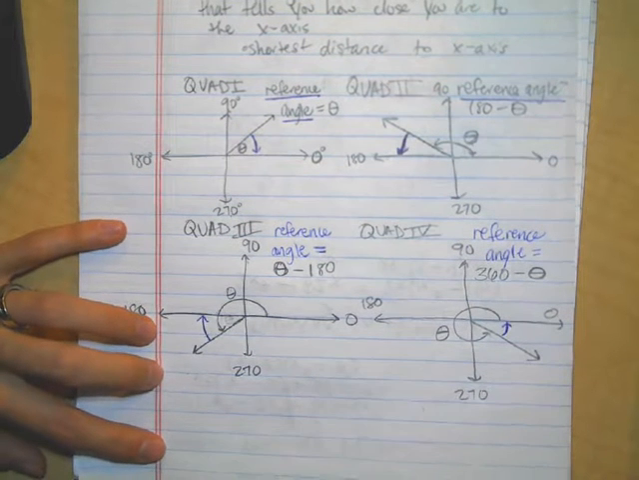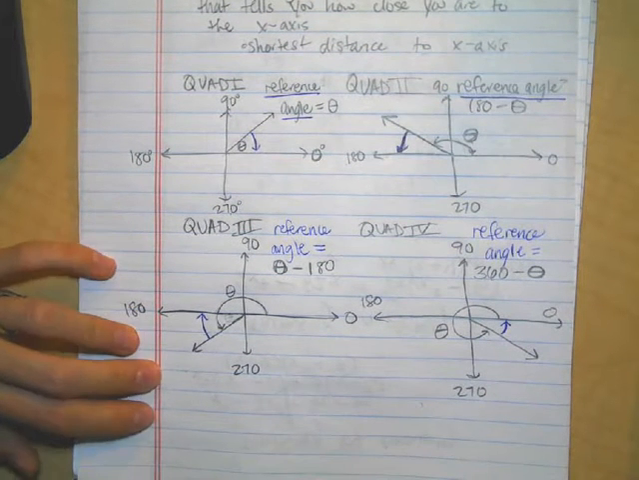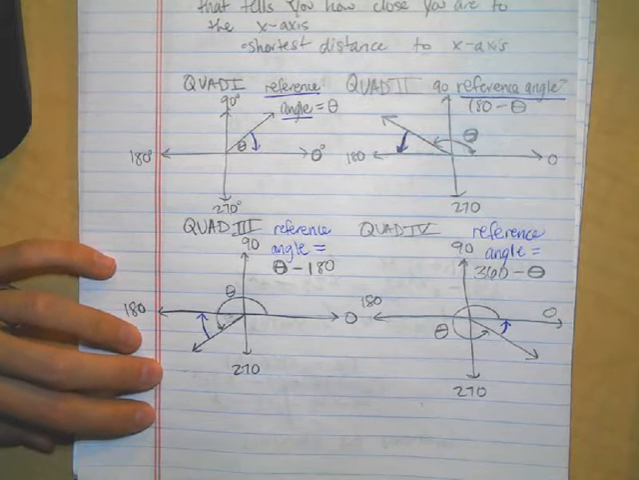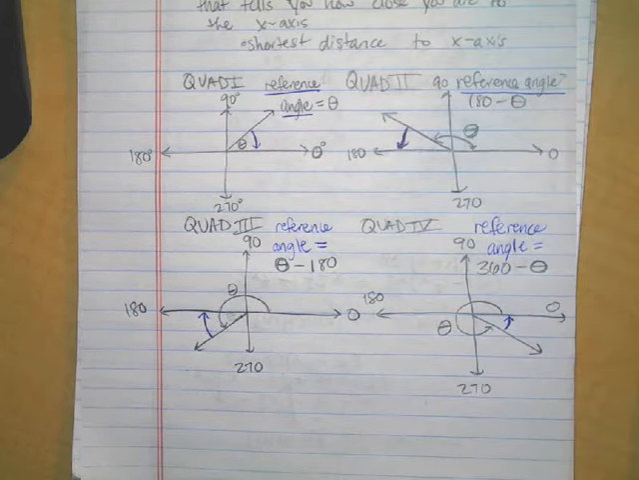Now, the reason why we have reference angles is because, let me rephrase this, you can find any trig function and relate it to the trig functions in quadrant 1, you just have to change the sign. And we'll look at that in a second.